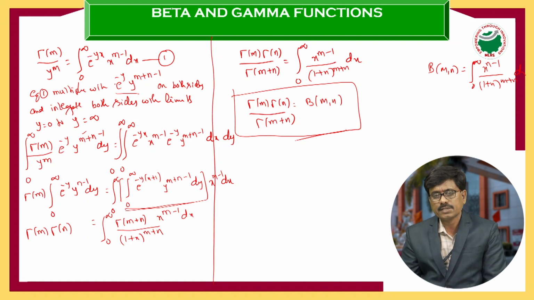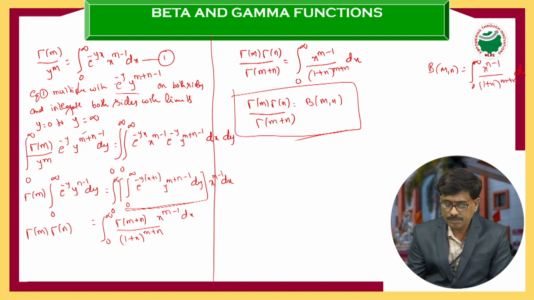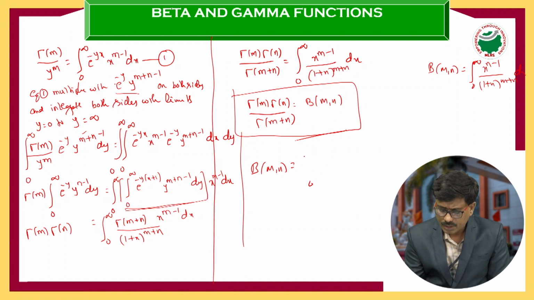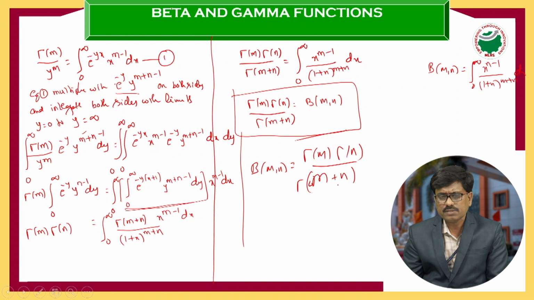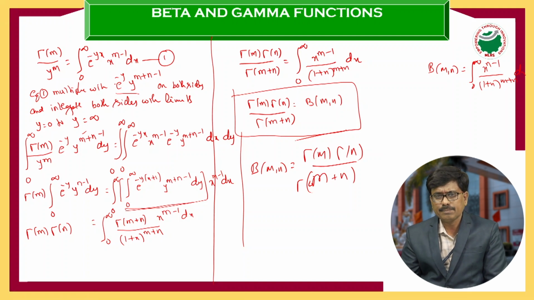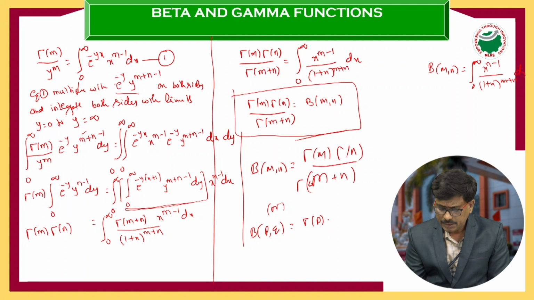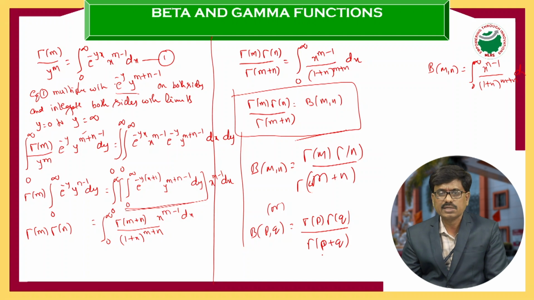Further, I used the definition of the beta function. In terms of gamma, I can express the integral form, which is beta of m comma n. What we proved now is beta of m comma n is equal to gamma m gamma n by gamma of m plus n. Most of the time they may not always use m and n; they may use p and q, so I can rewrite beta of p comma q as gamma p into gamma q whole divided by gamma of p plus q. Both results are the same.